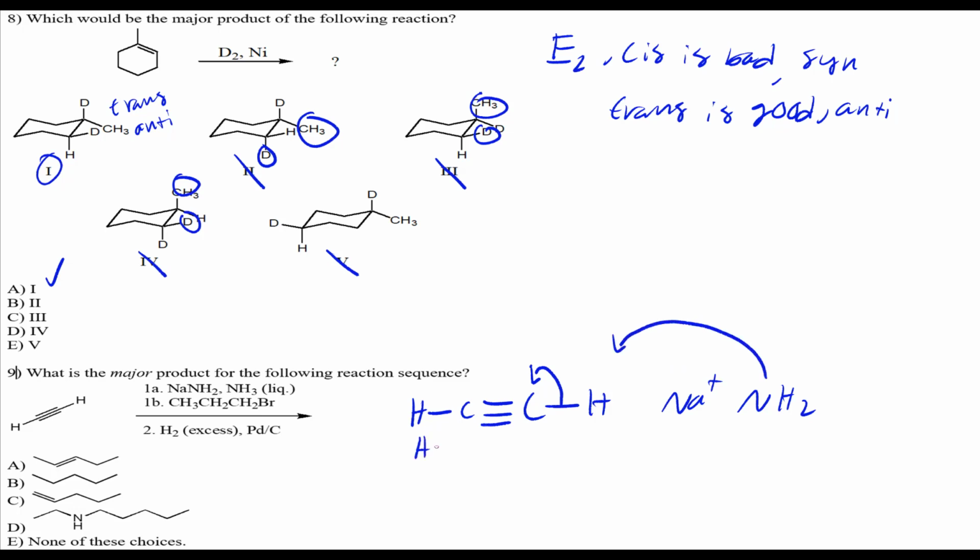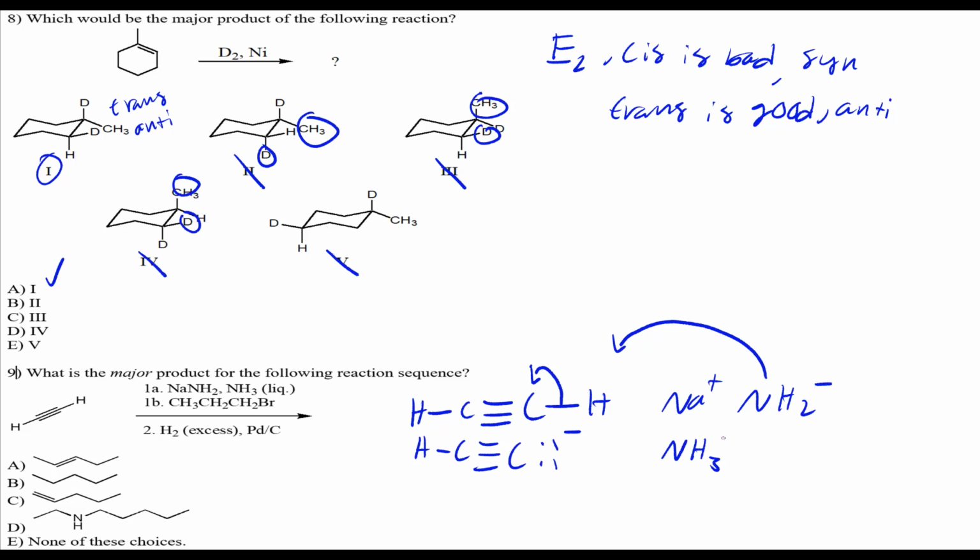So we have H, C, triple bond with a C, negative, let's make him happy. And we now have some ammonia, or ammonium, or whatever. I don't know.